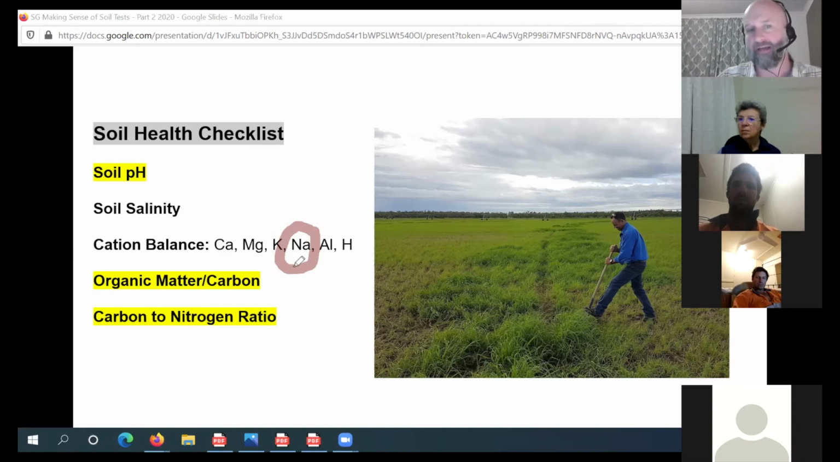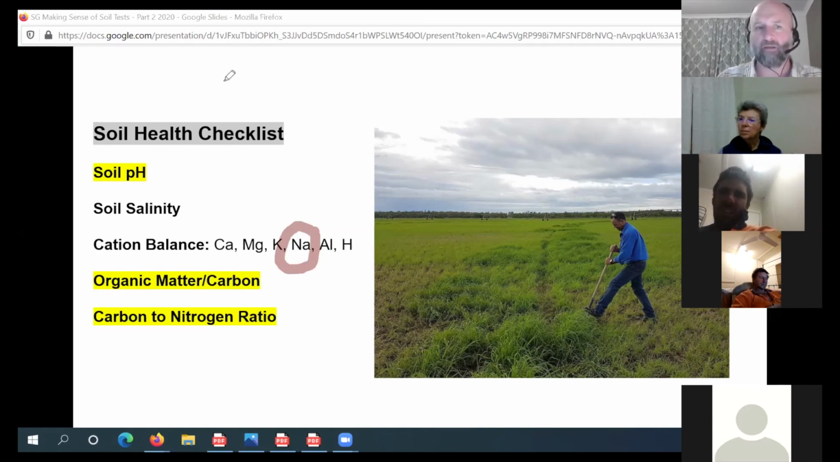So yes, that is another issue which we probably don't have time to go over too much now, but I'll just quickly show you guys because it is an issue in patches. And sometimes you'll have a patch of your property and you go, why is that bare ground, or why isn't that growing things well, or why is that eroding really easily? And it can be not so much the Downs country, but other landscapes can be high sodium.